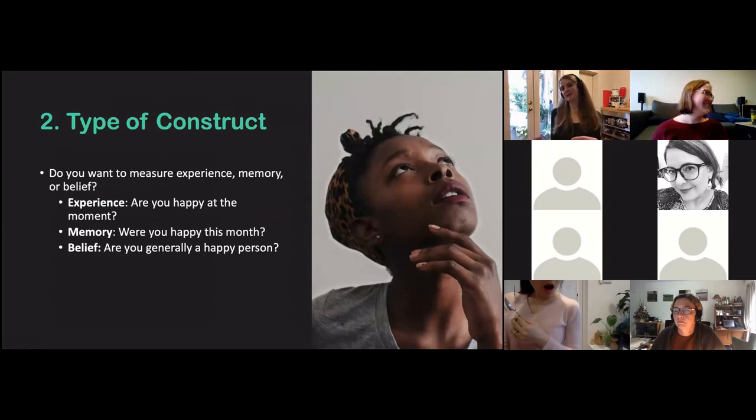Given another example, you could ask, do you usually enjoy going to the movies? That's a belief. Did you enjoy yourself at the movies last week? Would be a memory. And are you enjoying yourself at the moment? But ask them while they're at the movies, and that would be an experience. So ESM is best for these experiences, but memory and belief are generally better off with other designs.